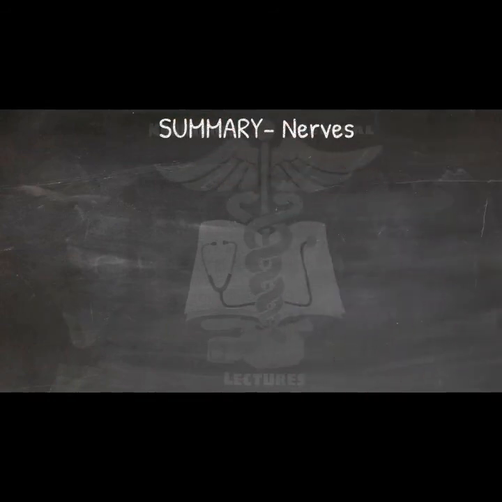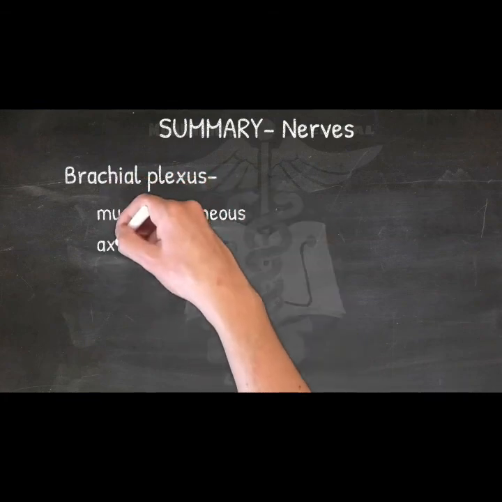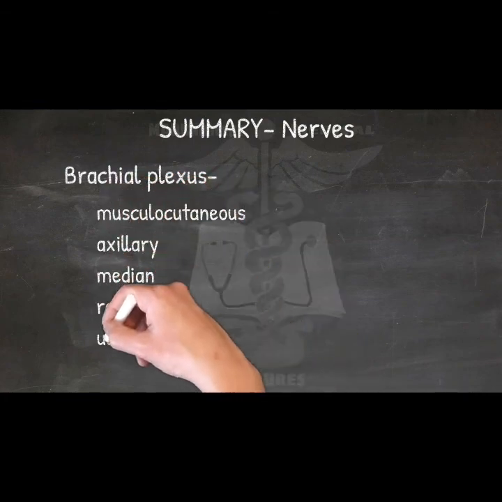Nerves. The nerves of the upper limb originate from the brachial plexus and include the musculocutaneous, axillary, median, radial and ulnar nerves.